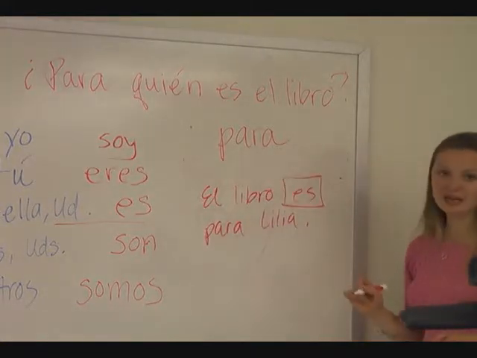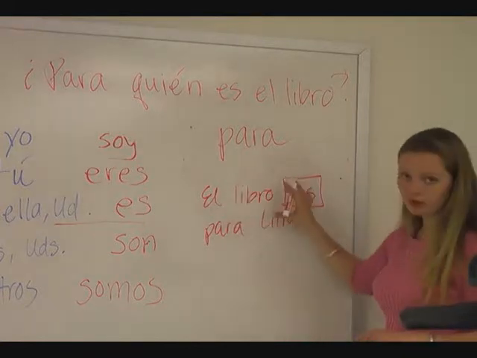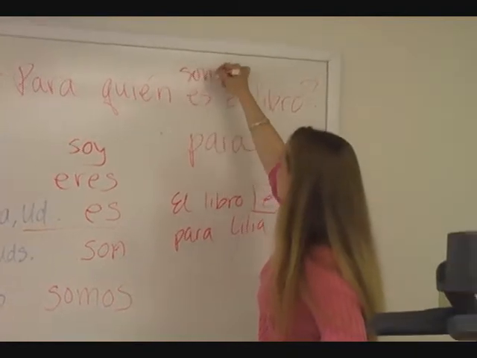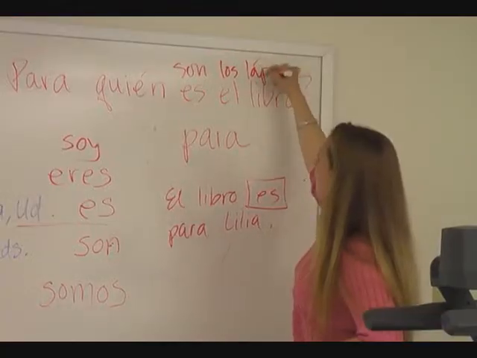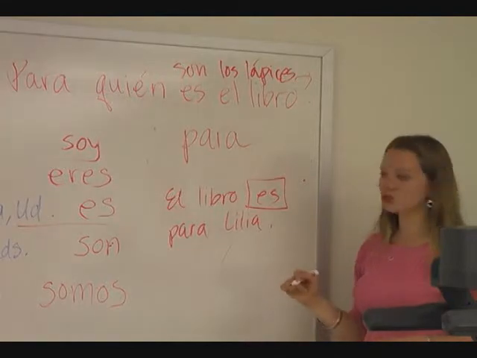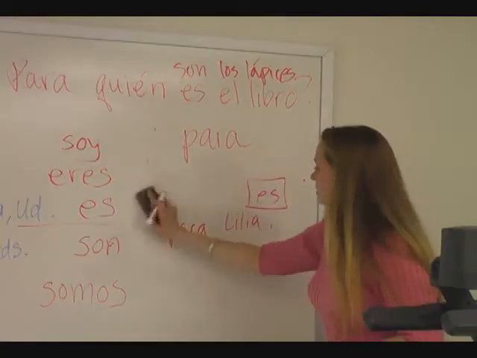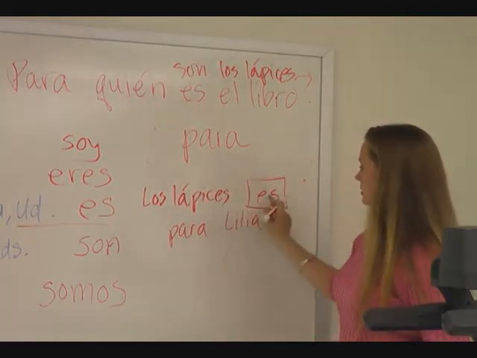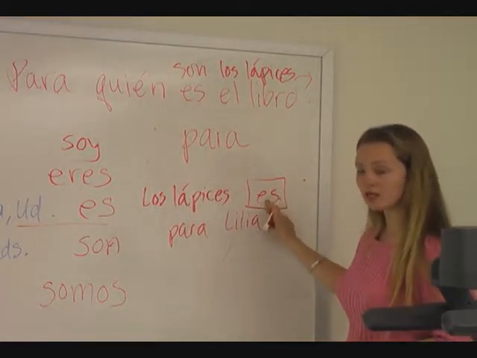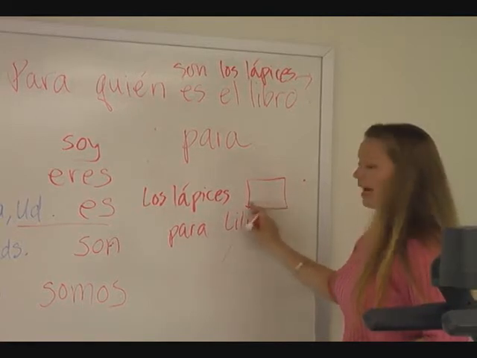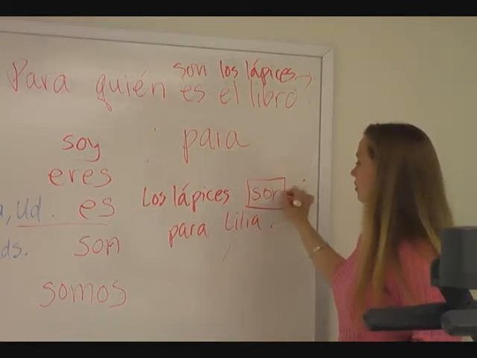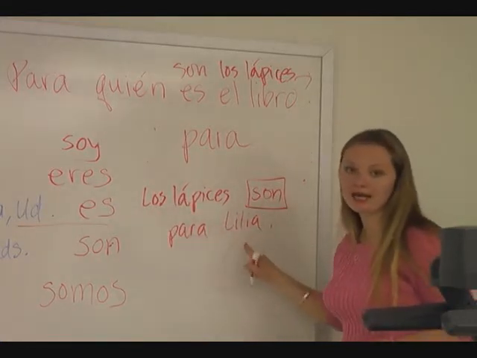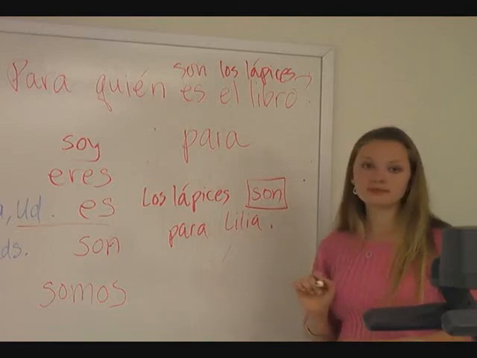Here's our form of ser. If it were plural, ¿para quién son los lápices? Who are the pencils for? Entonces, we would say los lápices. ¿Qué pasa aquí? La forma singular, la forma plural. Los lápices son para Lilia. El fin.